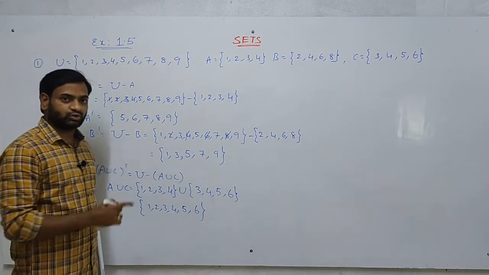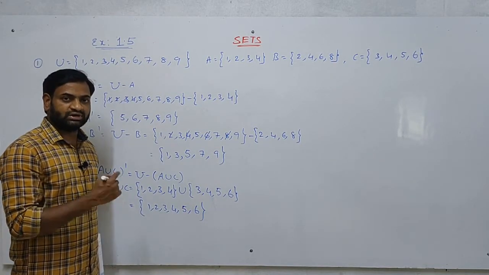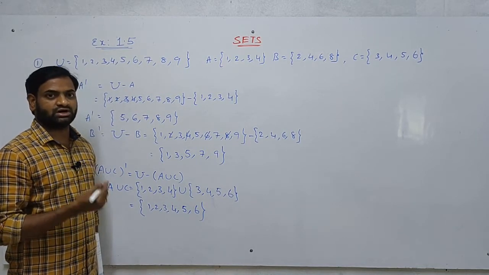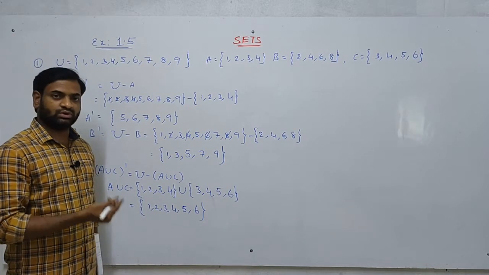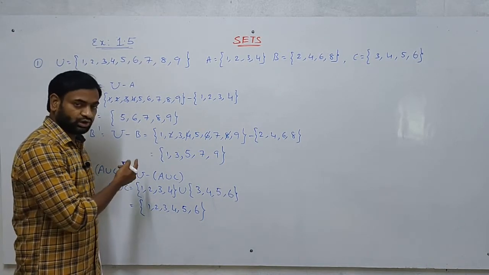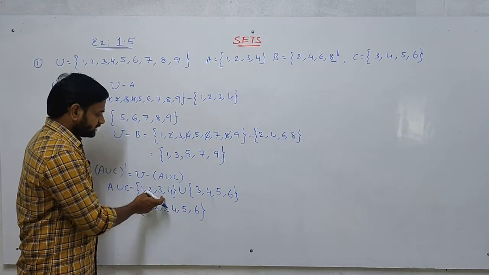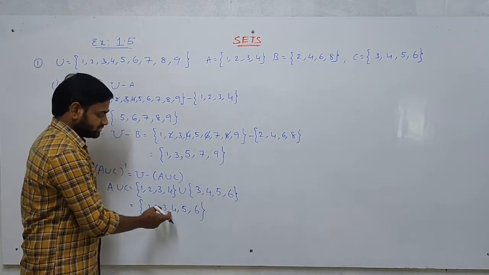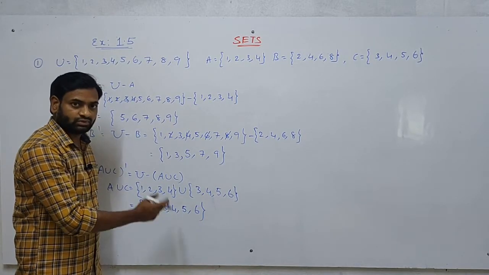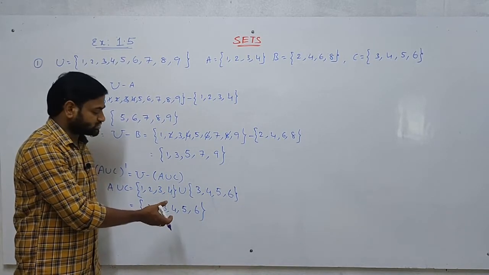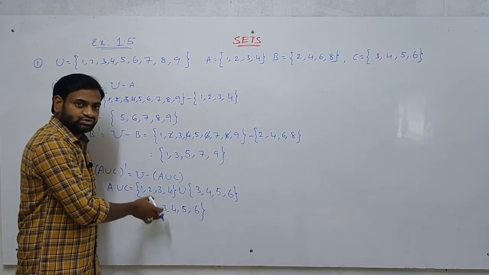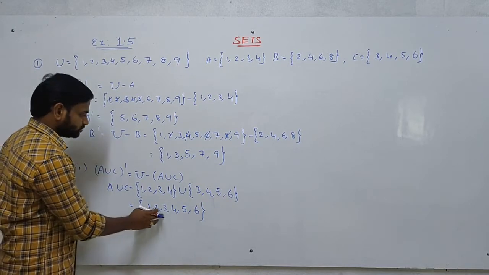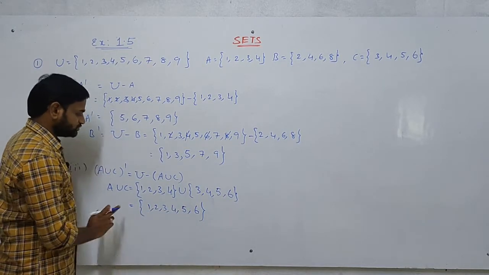When you are writing in roster form, don't repeat the elements again and again. If 3 is repeated 2 times, 3 times or even 10 times, it is equal to 1 time only, so you write it one time. Here I wrote 1, 2, 3, 4, and 3, 4 is there again, so don't write 3, 4 again, because we are writing in roster form. So that is 1, 2, 3, 4, 5, 6. That is A union C.